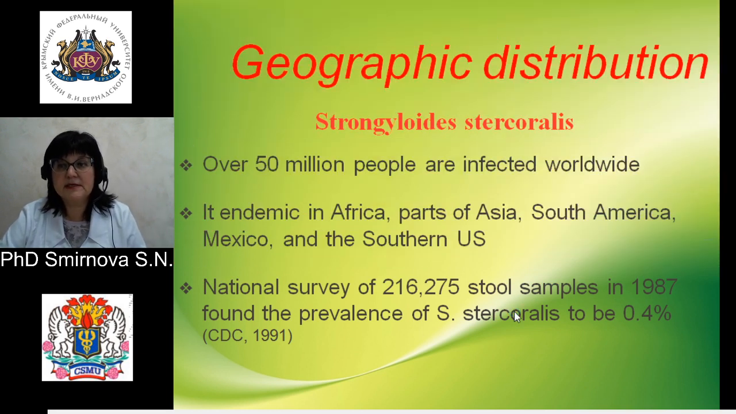Next, our parasite is Strongyloides stercoralis. The geographical distribution that is characteristic of this parasite is Africa, Asia, and South America. Over 50 million people are infected by this parasite.